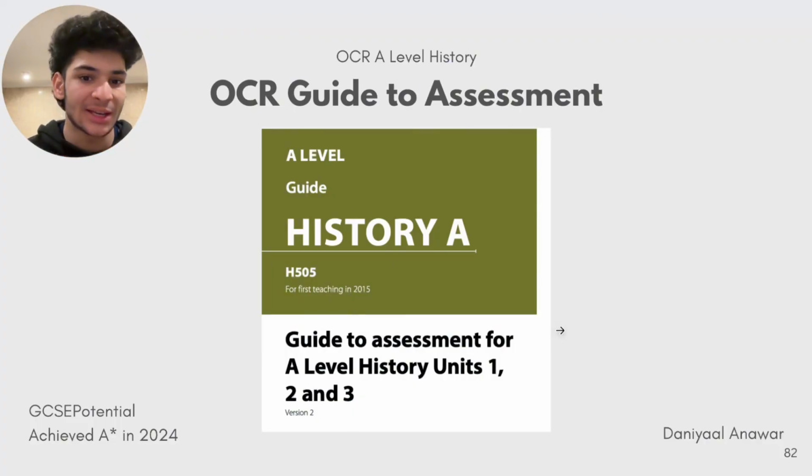OCR guide to assessments. So this is for exam technique. This is for all of A-level history for OCR, but they have the fat document, which just tells you exactly what they're looking for. It's like best practice, what good answers look like, etc. Google it and use it. This helped me so much.